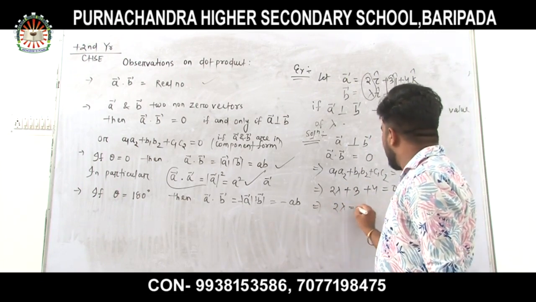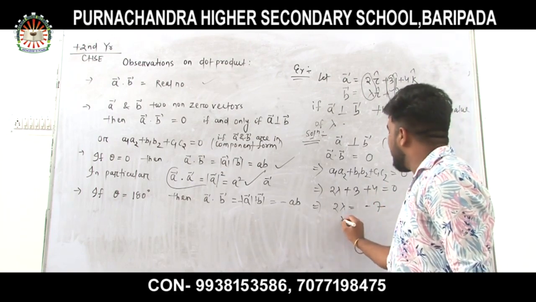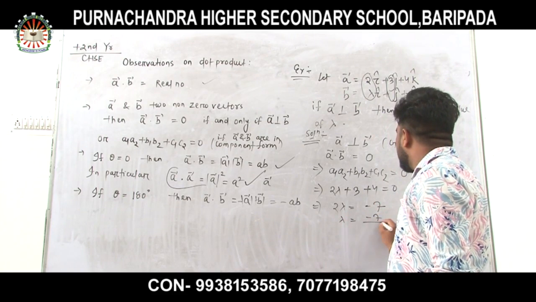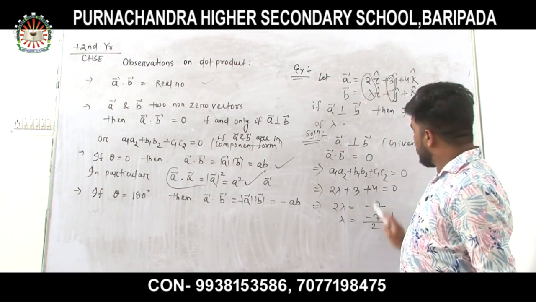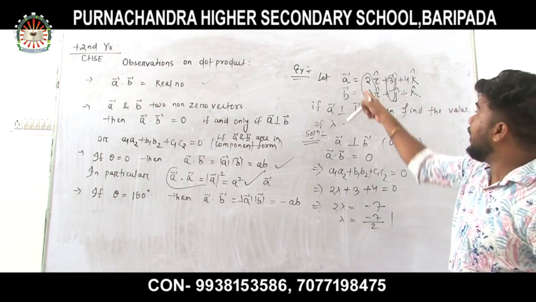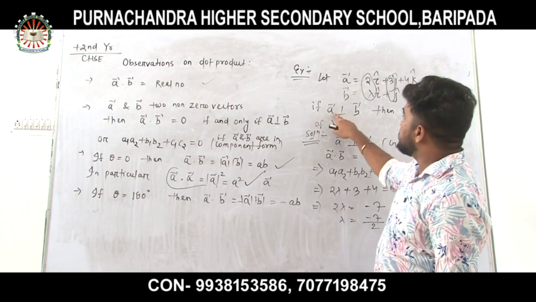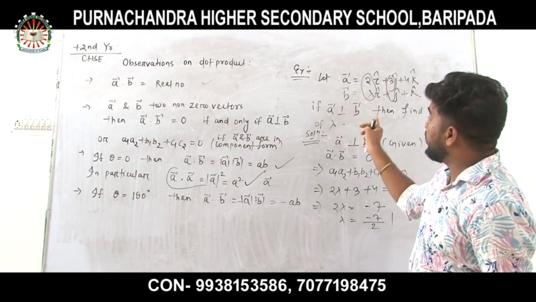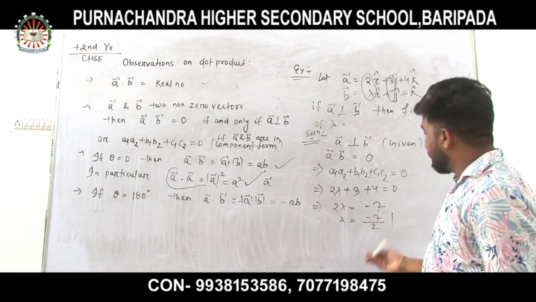Then 2 lambda equals minus 7, and lambda is minus 7 by 2. If the value of lambda is minus 7 by 2, then A and B are perpendicular. So if the question is A perpendicular to B, then this is our value of lambda.